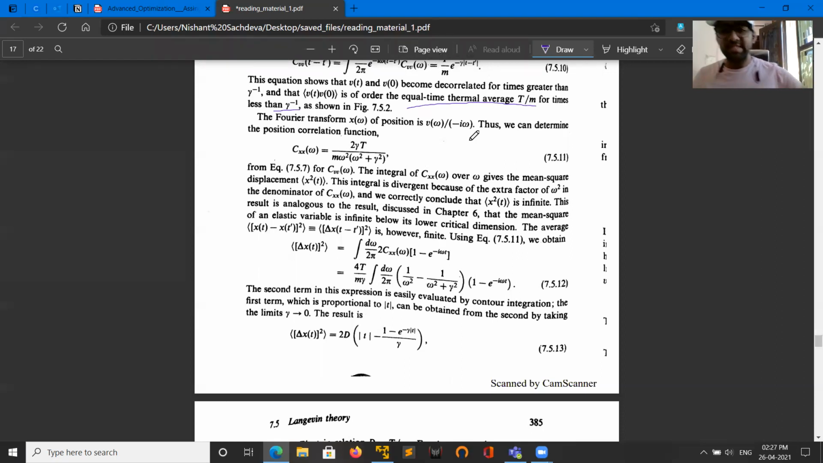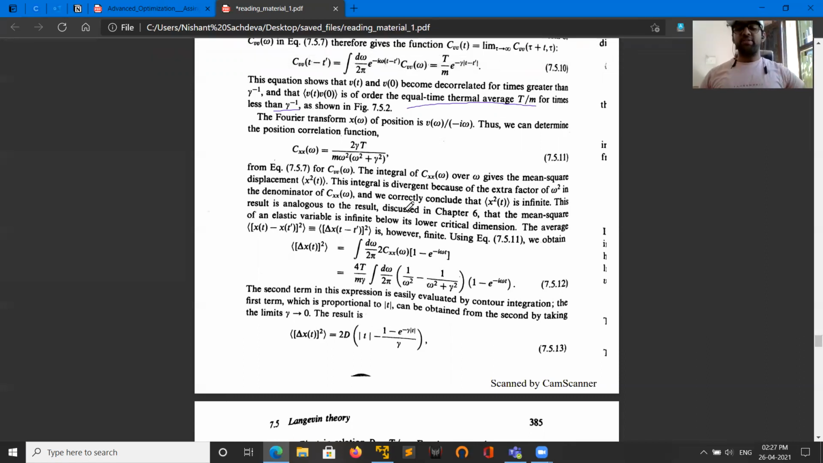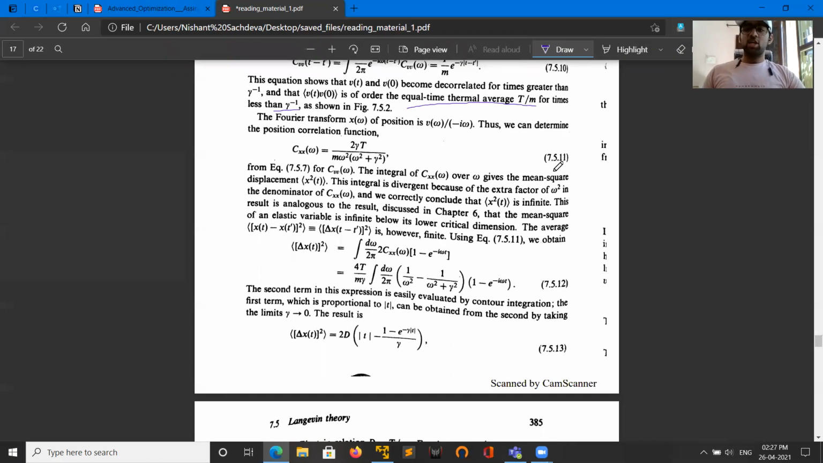Now the integral of CXX of omega over omega gives the mean square displacement x squared of t. This integral is divergent, which means it will shoot up very fast, because of the extra factor of omega squared in the denominator of CXX of omega. And we correctly conclude that x(t) squared is infinite. Slightly tricky to understand, but it's a very important thing.